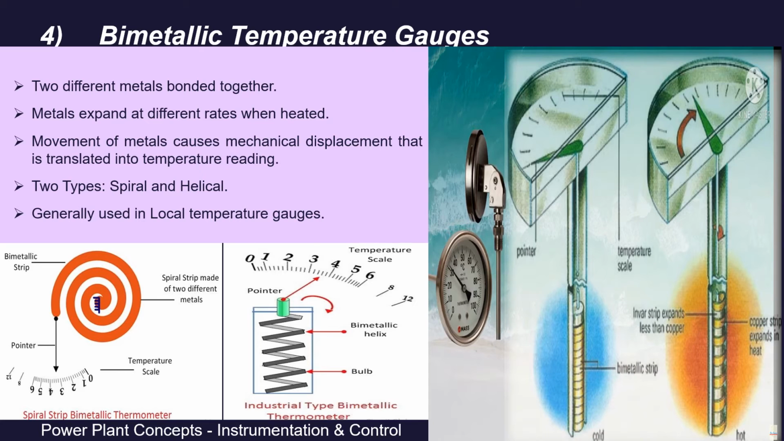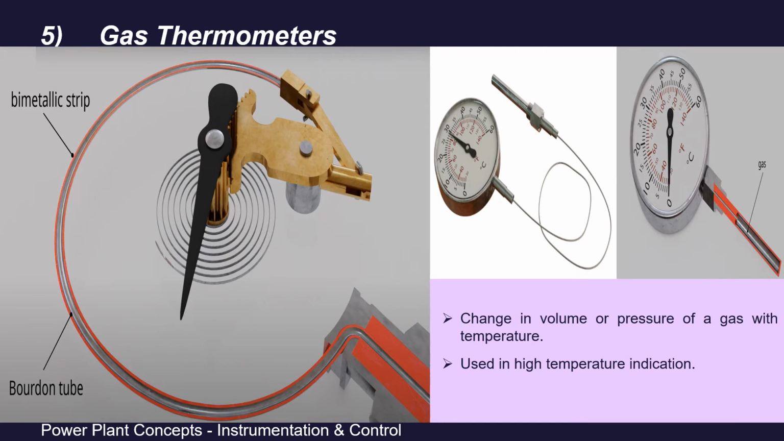The next type is gas thermometers. Here, gas thermometers measure temperature based on the change in volume or pressure of a gas with temperature. Here, instead of glycerin or some other fluid, it is gas which is filled in these pipes, and then due to the temperature, this gas volume changes and or pressure changes, which makes this pointer rotate, which gives an indication of temperature. Clear? Again, a type of local gauge.